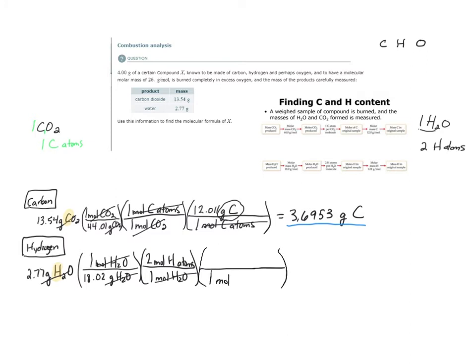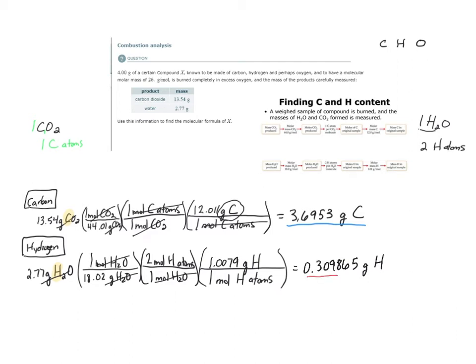1 mole of hydrogen atoms. What's the molar mass of hydrogen? 1.0079 grams of hydrogen. Remember, we don't use H2 here because we're talking about hydrogen in this compound, in this sample. So we don't need this to be diatomic. Okay? We don't know the empirical formula, but we know it's not pure hydrogen. It's hydrogen, carbon, and maybe oxygen. So if I put this into the calculator, what I get is 0.309865 grams of hydrogen.